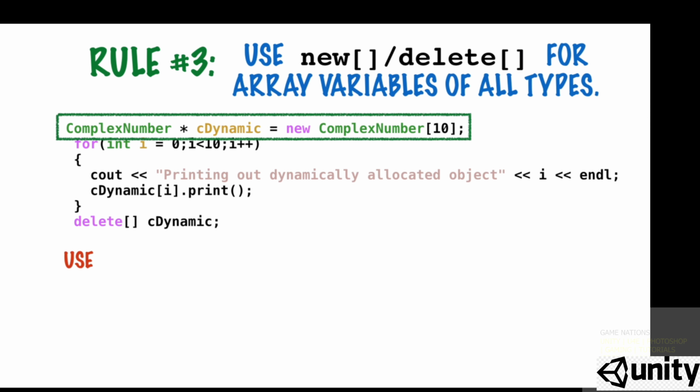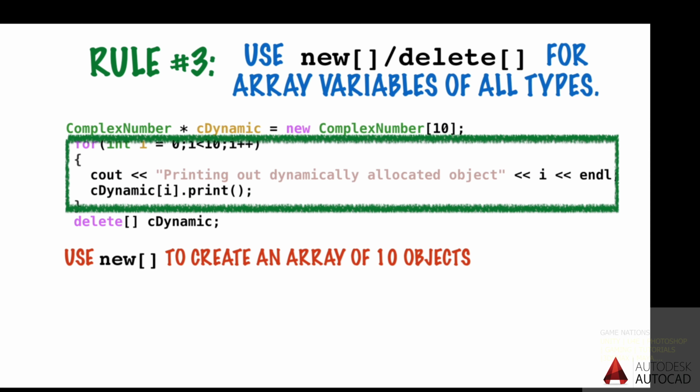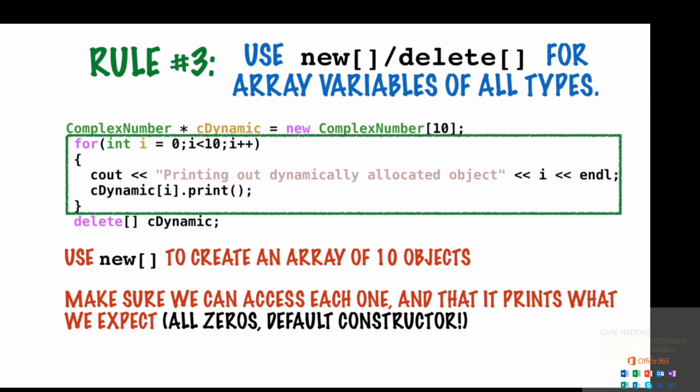Notice how we use the new keyword here. It's new complex number, and in square brackets we specify 10. That's how we use the new with square brackets, or the array new operator. Once we've used new to create 10 elements of the complex number type, we want to make sure that we can access each of those 10 elements. So we set up a for loop, iterate over the array, and print out that particular element in the array.